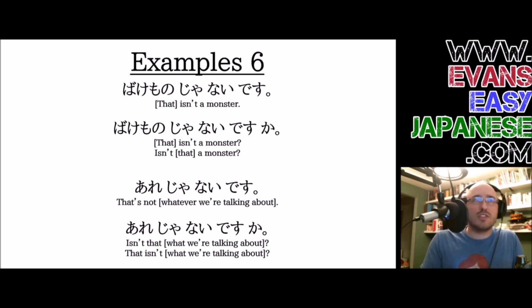Same thing, but with the word are. Notice how when I accidentally read it like a question because I'm half asleep, the intonation does change. That's not what we're talking about. The thing that we're talking about, are, is the subject, which I'm just telling you it's a subject. There's no way to know that just from this sentence. That's not what we're talking about. Ka? Isn't that what we're talking about? That isn't what we're talking about? Something like that.